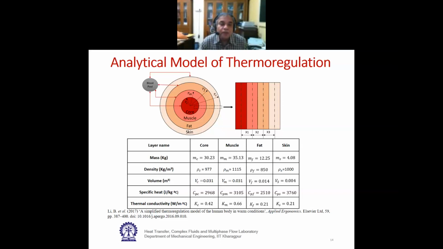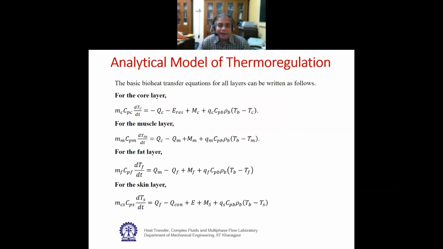Now, for each and every layer, we can write down the energy balance equation and how it is changing with time. For the core, we can write this heat transfer to the core. This is due to respiration, because the lung is within the core. This is metabolic heat, and this is heat transfer due to blood flow. Similarly, we have written for the muscle layer, the fat layer, and the skin layer. In the skin layer, something is coming from the environment, something is coming from the inner layer, then evaporation due to sweating is there, metabolic heat generation is there, and due to blood flow, heat can come to the skin or go away from the skin.